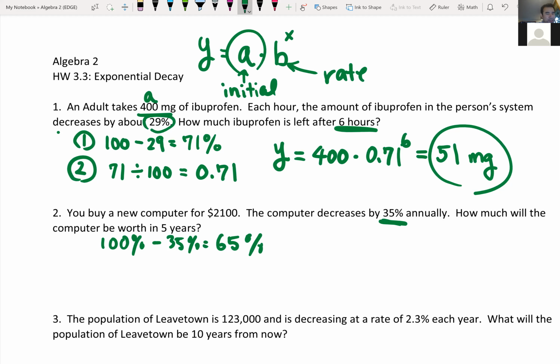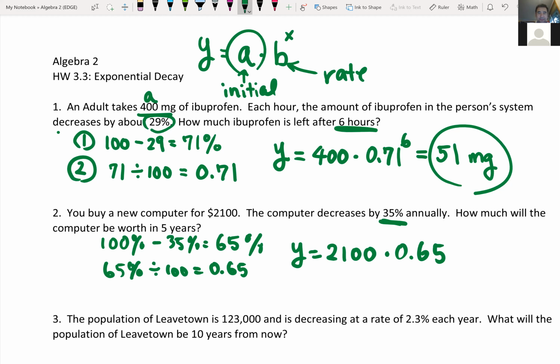And then we need to treat 65%, convert that into decimal. So for that, you divide by 100 and you get 0.65. So that's what we're going to use. Y equals 2100 times, let's write that again, 2100 times 0.65 to the 5 years. So the fifth power.